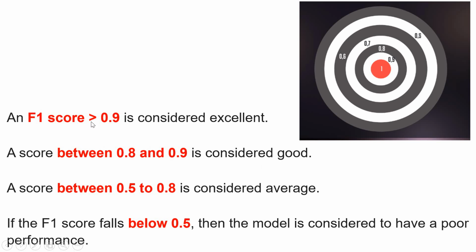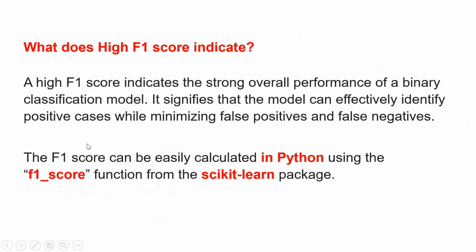If F1 score is greater than or equal to 0.9, it is considered excellent. See the figure, from 0.9 up to 1, it is excellent. See here, bullseye. A score between 0.8 and 0.9 is considered good. A score between 0.5 and 0.8 is considered average. And if F1 score falls below 0.5, see here, then the model is considered to have a poor performance. So this is the interpretation of the scores.